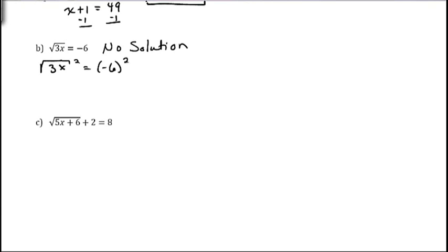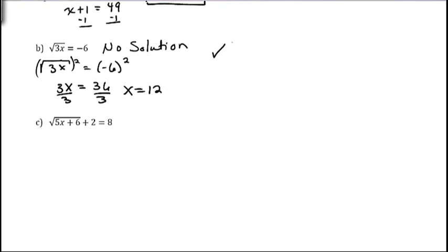And so we get the square root of 3x squared, which gives us just 3x. And then negative 6 squared is a positive 36. And then we divide by 3 on both sides, giving us x equals 12.